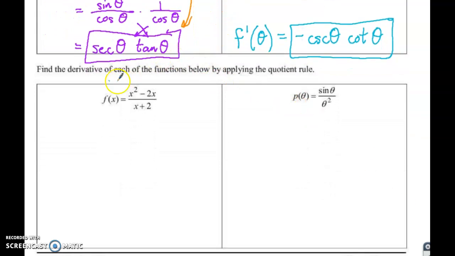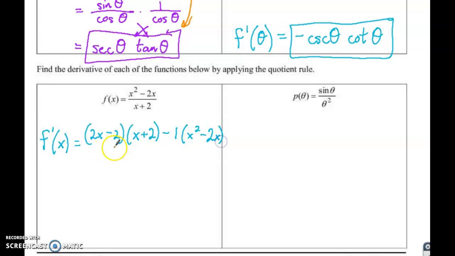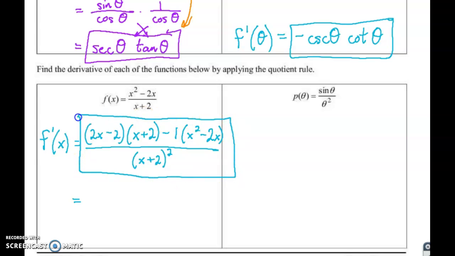So here's a few more. Find the derivative, apply the quotient rule. Just to work this out, the derivative of the top, 2x minus 2, leave the bottom alone. And then minus the derivative of the bottom is 1, leave the top alone, all over the denominator squared. Now, sometimes you can simplify it. Sometimes you can leave your answer just like this.